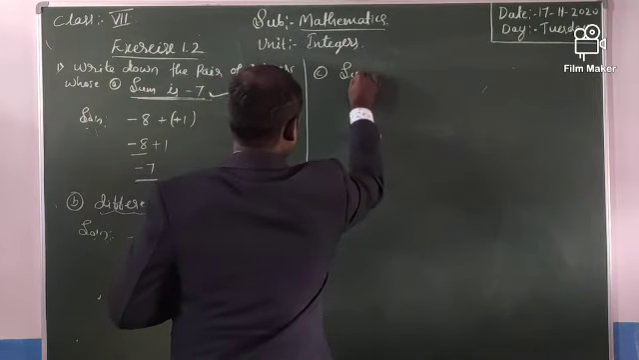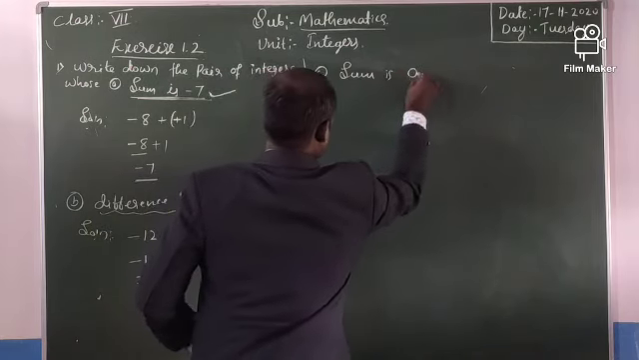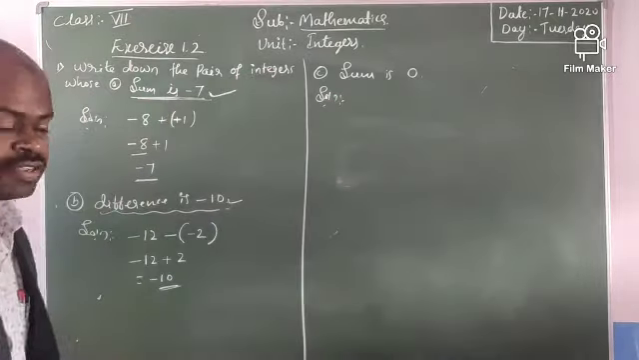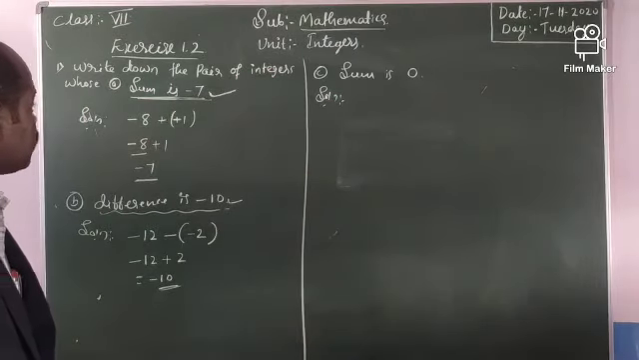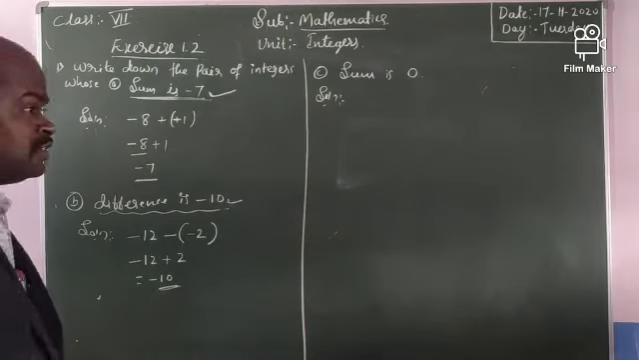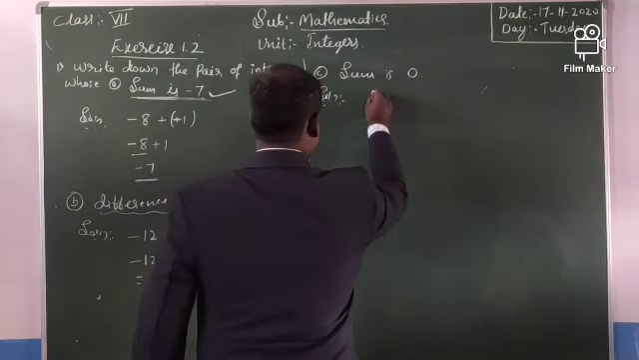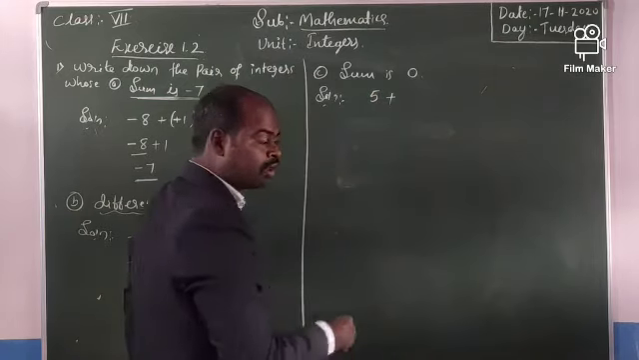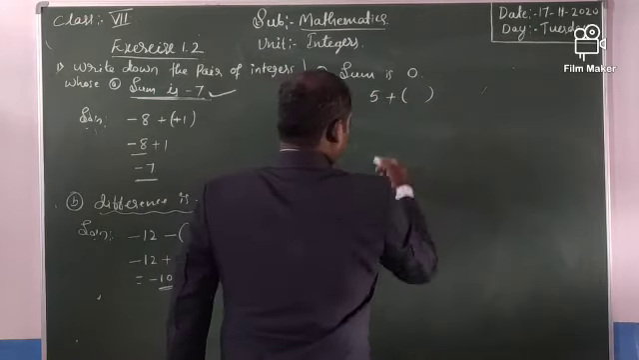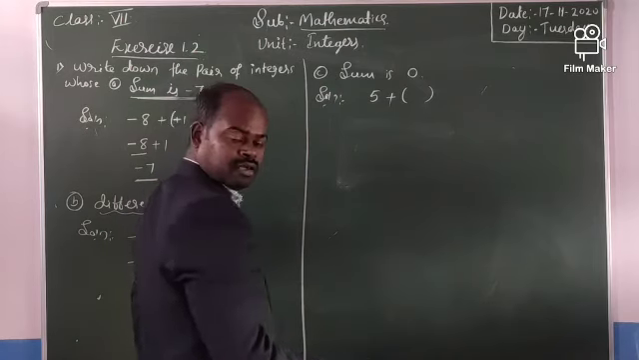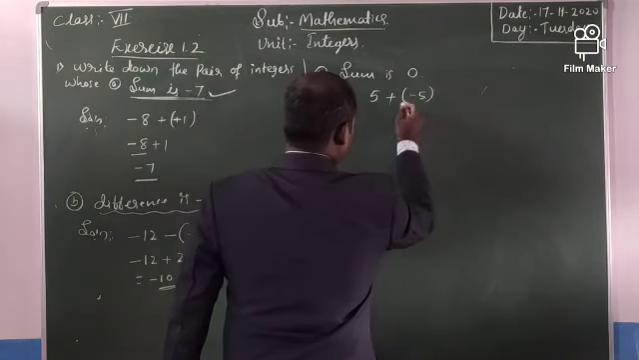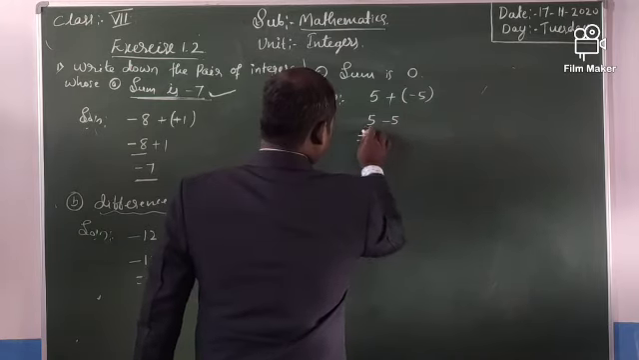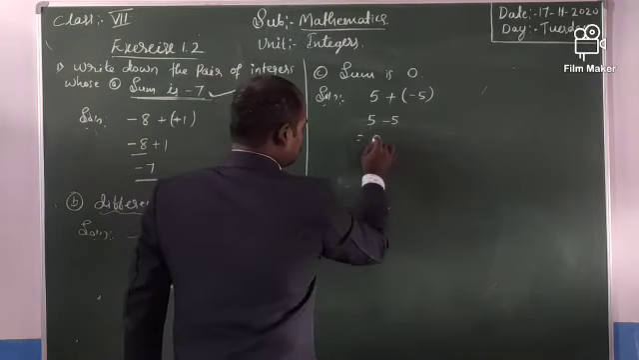The sum is 0. Solution, whose sum is 0. See here, the pair of integers whose sum should be 0. How? Yes, 5. Sum means add. What do we have to add to get 0? Yes, -5 we have to add. Therefore 5 plus into minus 5, which is equal to 5 minus 5, is 0.